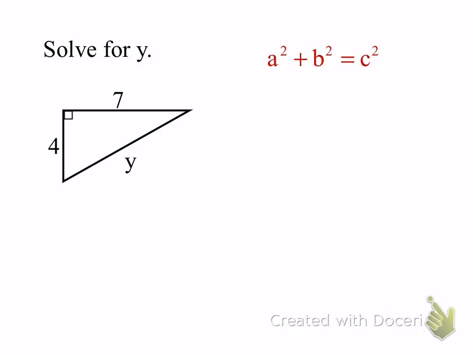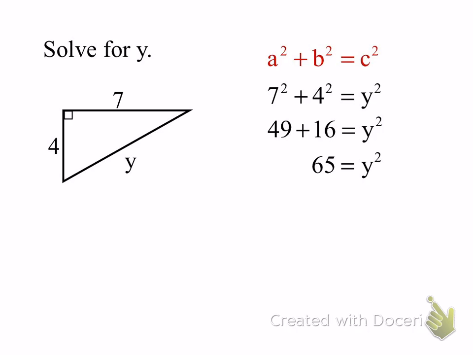All right, let's check our work. We substitute 7 squared and 4 squared, 49 plus 16, and we get 65. Now we root both sides, and we get y is equal to the square root of 65. Now, I would like to see you try and reduce your radicals as well as estimate. Is this a reduced radical, or do we need to simplify it more? Estimate. So, square root of 65 is fine.